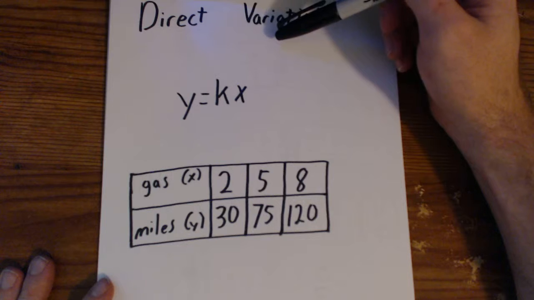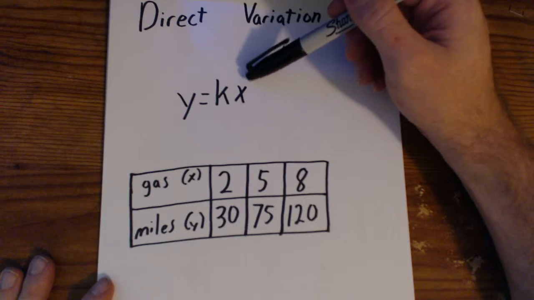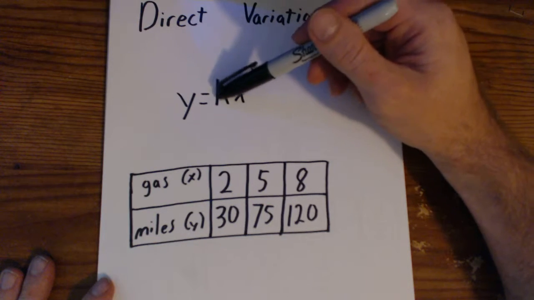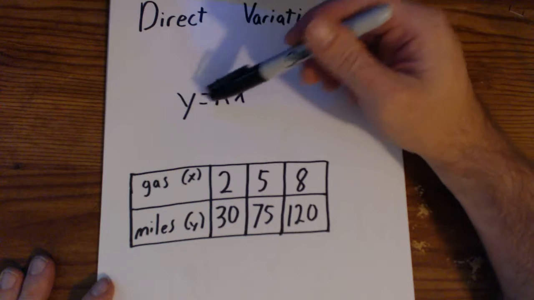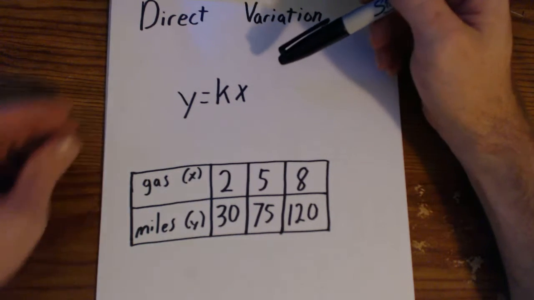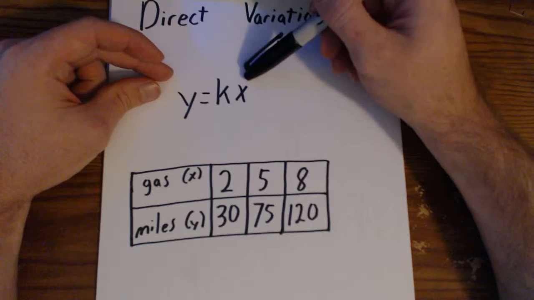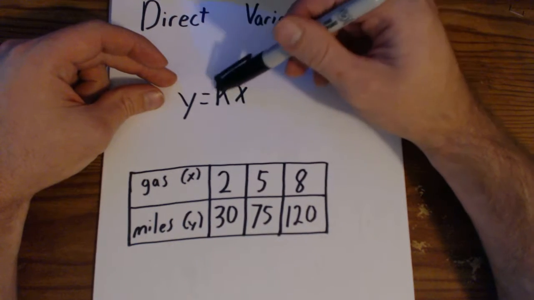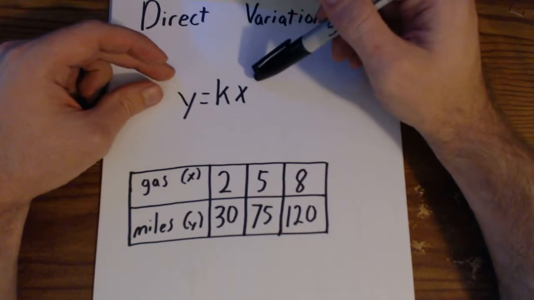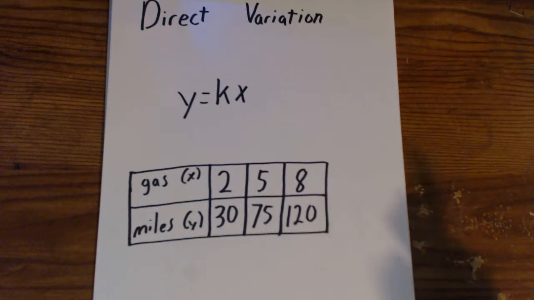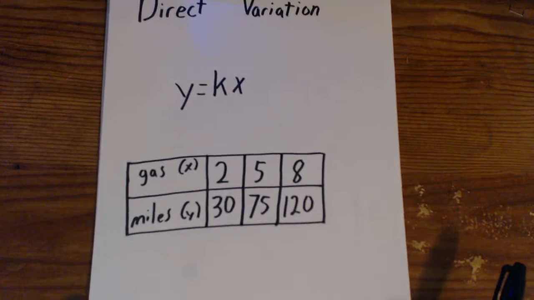Direct variation just means that y and x are always going to have a certain ratio, and that ratio is k, whether it's 5 times x equals y, 12 times x. So no matter what numbers I plug in for x and y, this k will maintain a certain balance. So let's kind of work through an example. It'll be a little bit easier to see how it works out.